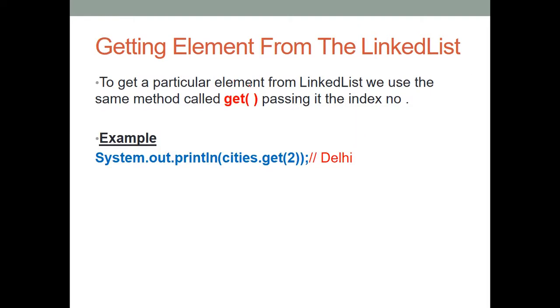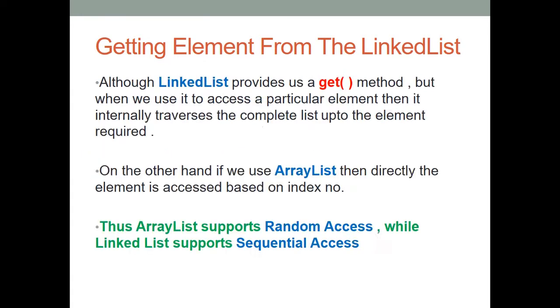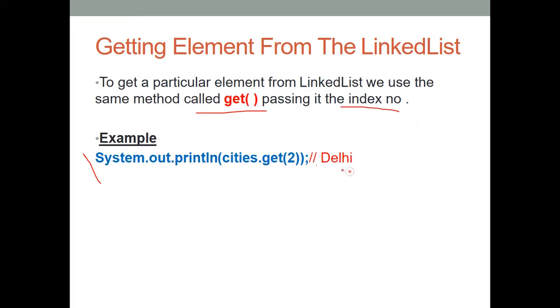To get a particular element from the linked list, how can you get the data? Previously I showed how to add and store data, but now how can you retrieve the data from the linked list? For this there is a method called get, passing the index number, and you can get the data. Just call System.out.println(city.get(2)). So New York, yes, Delhi, you can get it. I hope it is clear.